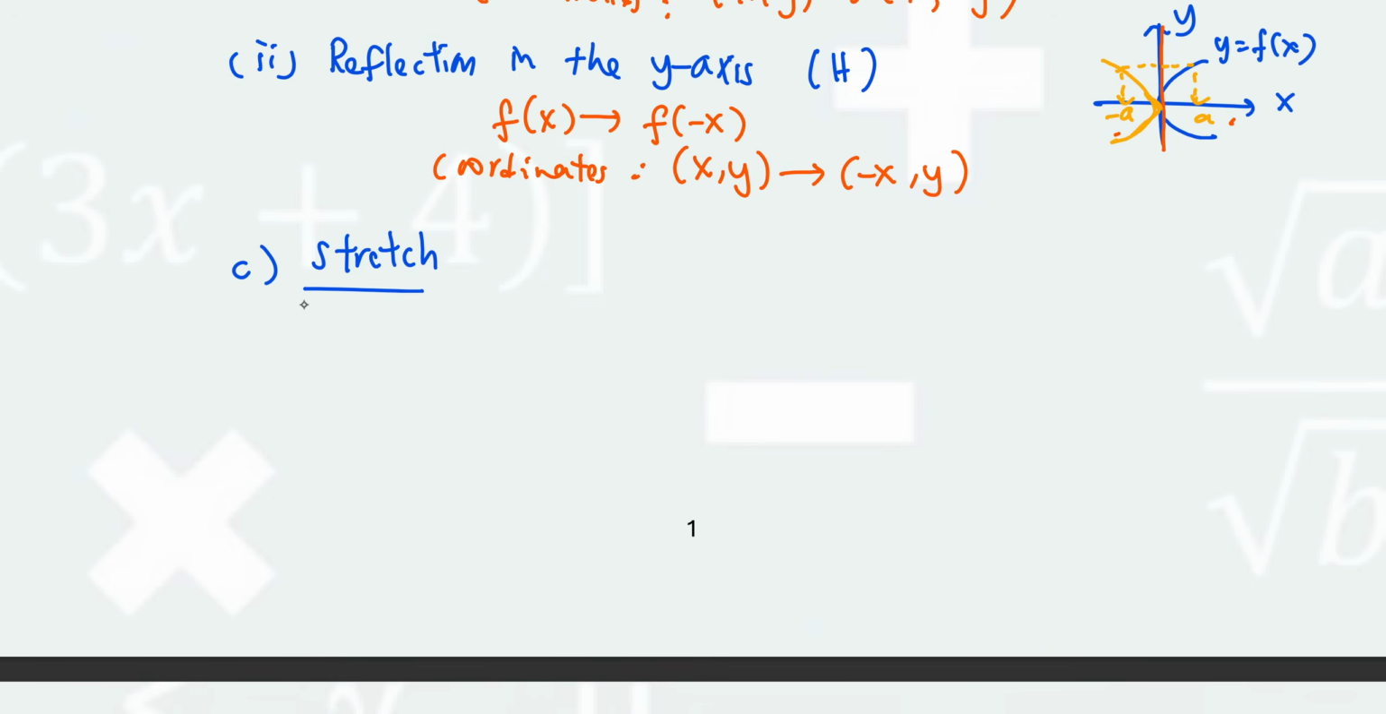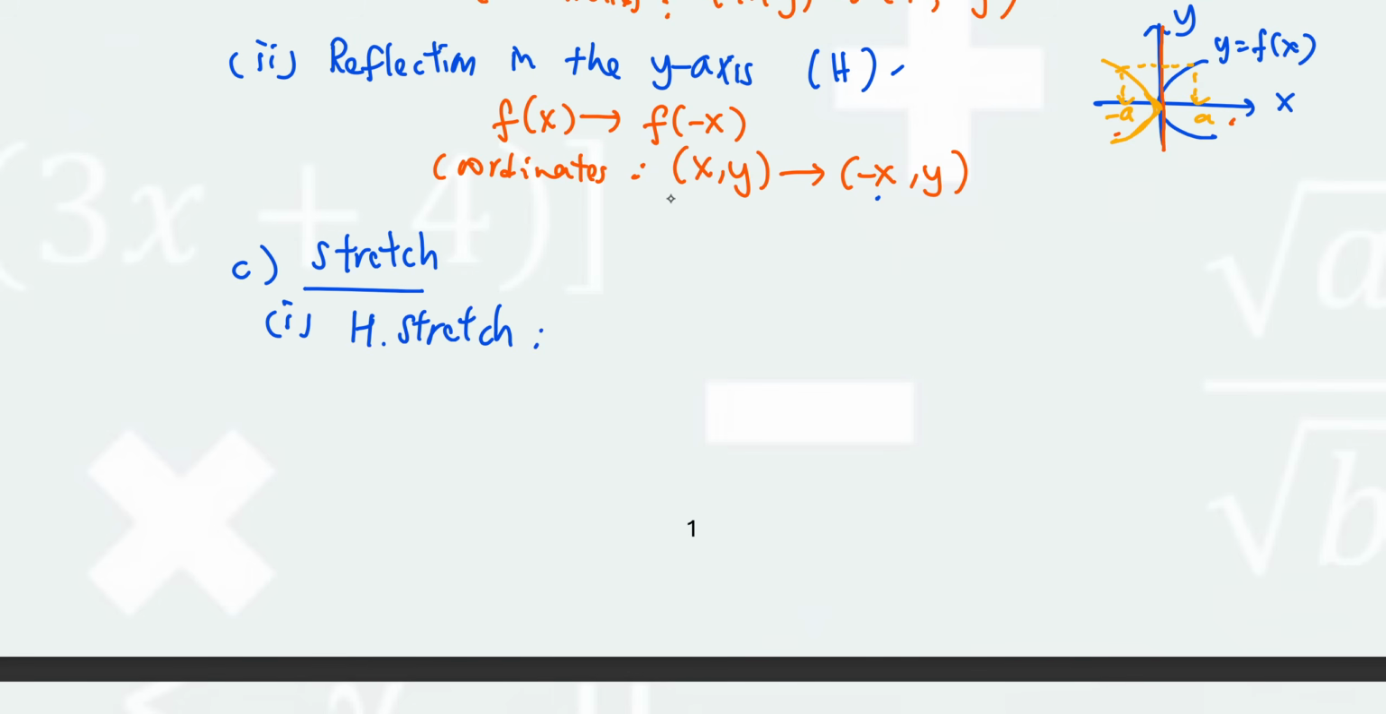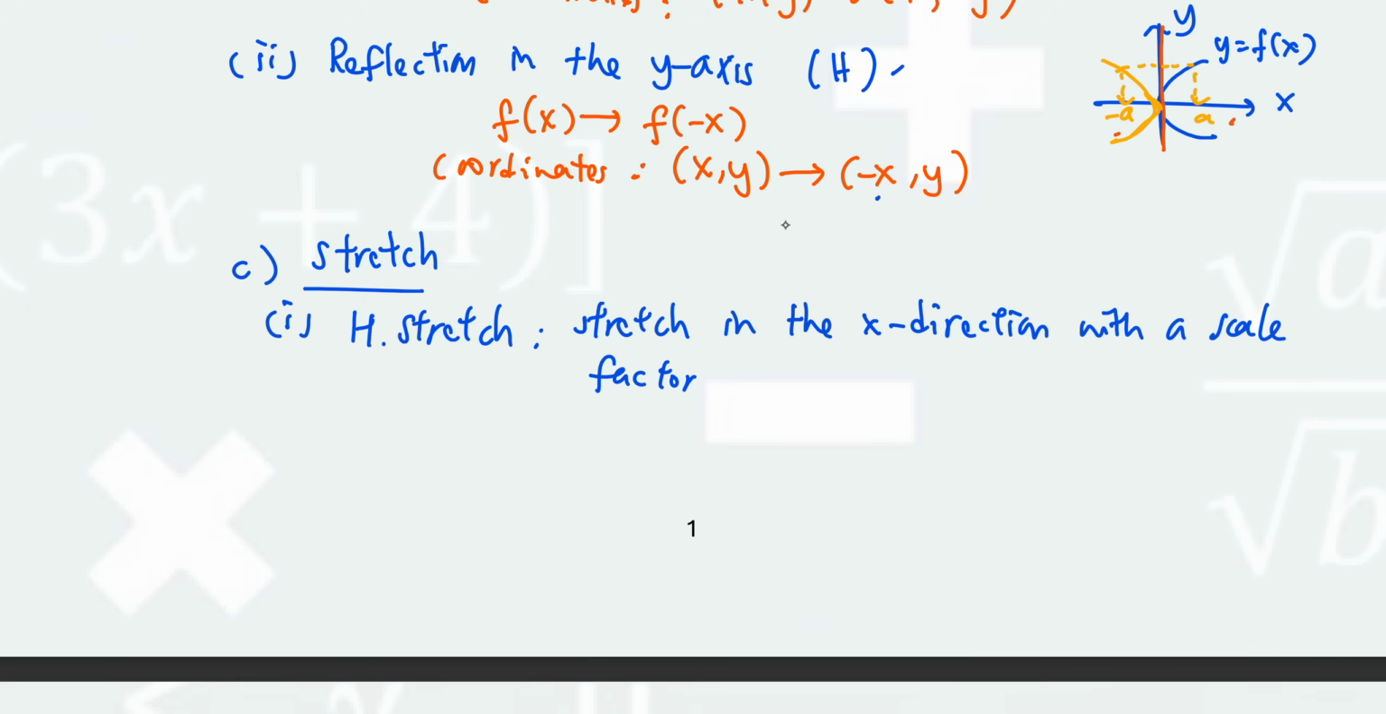Now for the stretch, we have two cases. The first is horizontal stretch. Remember, horizontal means a change in the x values. When you look at here, this is horizontal, a change in the x. So here I will say it is a stretch. You can just write stretch in the x direction with a scale factor. Here we need to consider a scale factor of 1 over a.